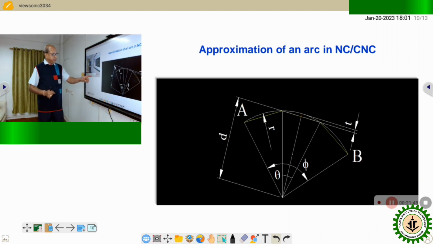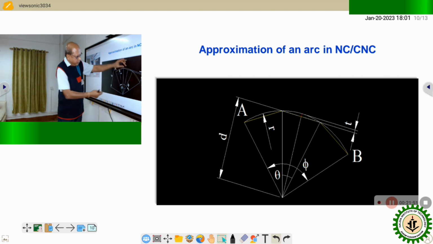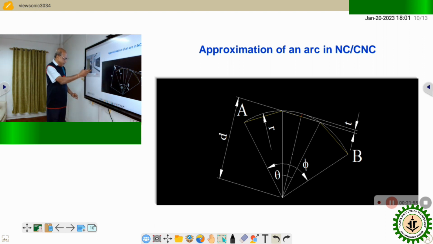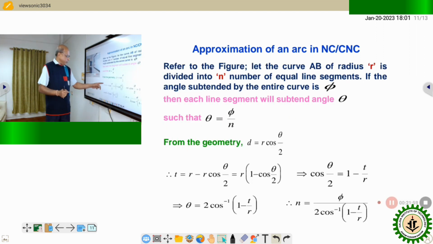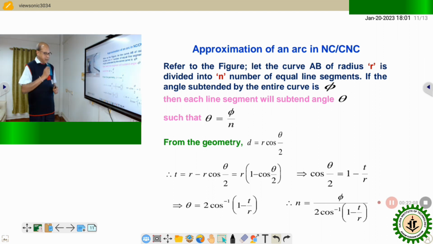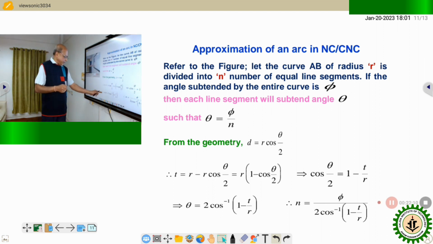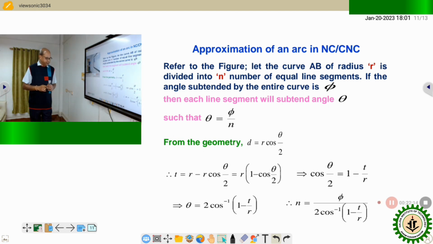Now how to get the value of t? Once again referring to this figure, small t will be r minus d. Now d equals r cos(theta/2), so t equals r minus r cos(theta/2). Take r common, we will have r times (1 minus cos(theta/2)). And finally you can have cos(theta/2) equal to 1 minus t by r. From this we can have theta equal to 2 cos inverse (1 minus t by r).